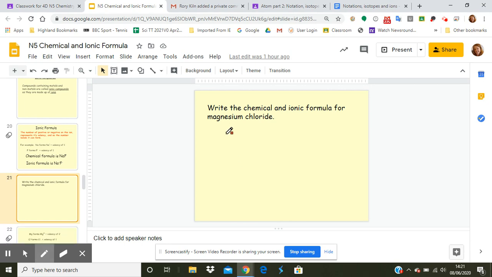You've got Mg. You work out that the ion for magnesium is 2+. It has to lose 2 electrons to form an ion. Chlorine has to gain 1, so it's going to be minus. These numbers are uneven. There's a 1 there and there's a 2 there. You leave the charges where they are, but if you cross over, you would have a 1 there, a 2 there, so you put the 2 there.